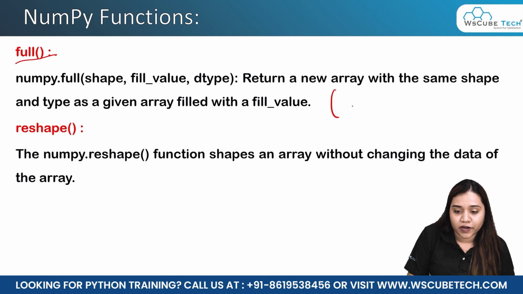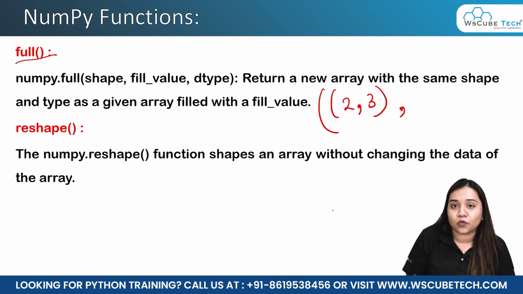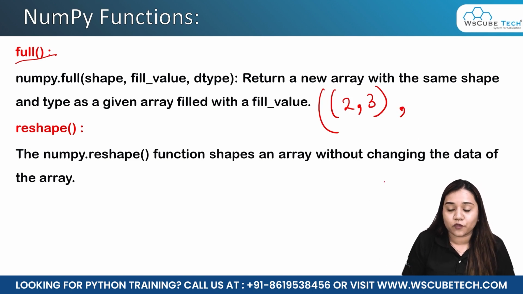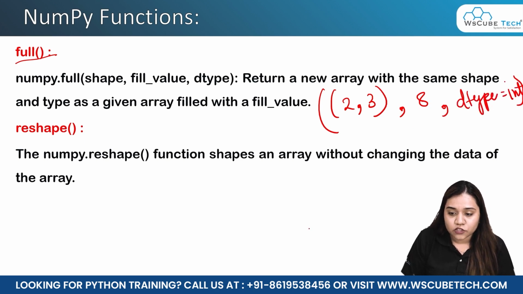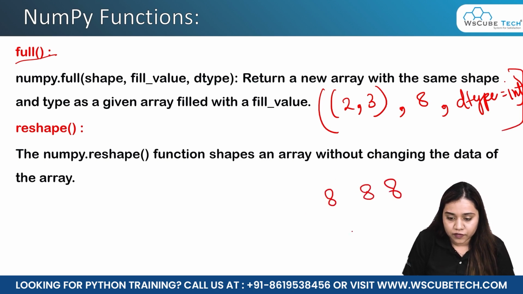Suppose I'll provide 2 by 3, so 2, 3 inside a tuple, and then the value to fill in. So 2 rows are there, 3 columns, but which number to fill in? I want the number 8, and the dtype is int. In that case, what will we obtain? We will obtain 2 rows of 8 with 3 columns. So we will obtain something like this.